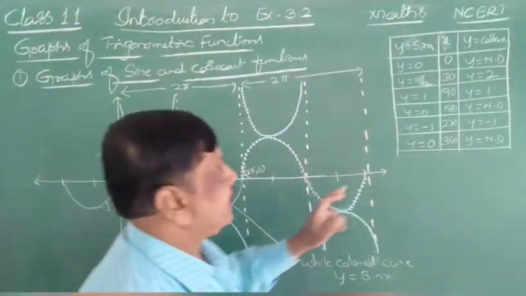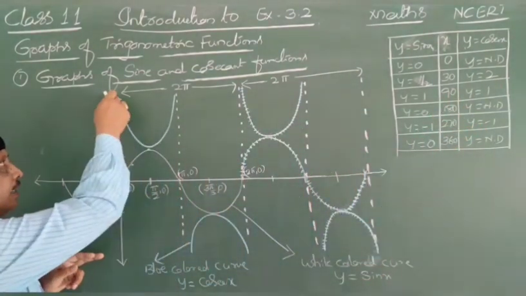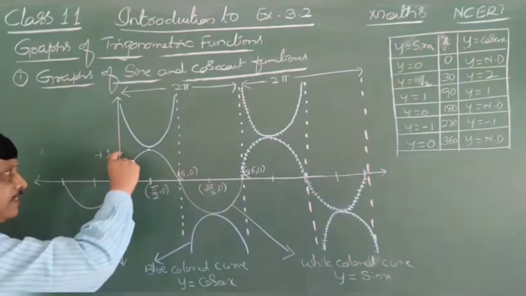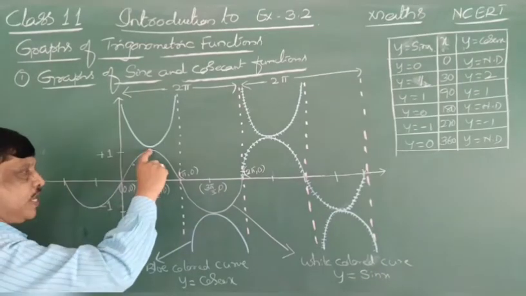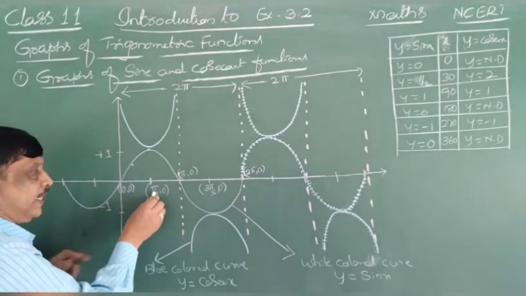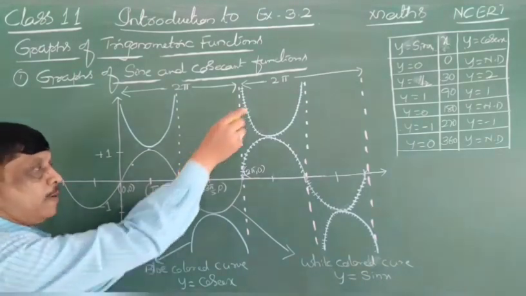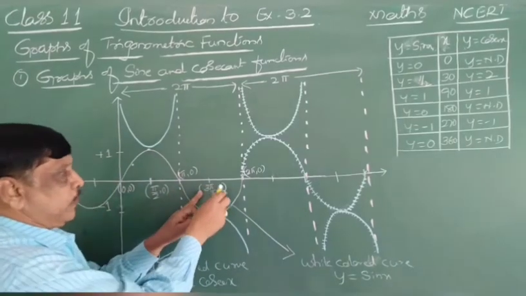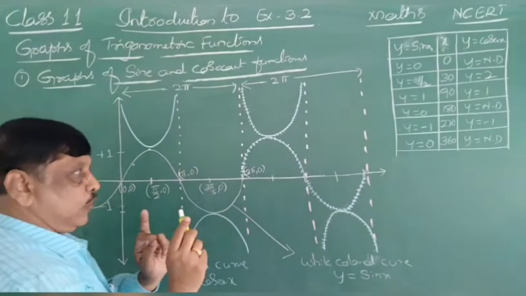Next, when x is equal to 90 degrees, y is 1. I have marked the real numbers on the y axis. I have taken this distance as 1 and this as minus 1. So when x is equal to 90 degrees, y becomes 1. When x is equal to pi, y becomes 0. Next, when x is equal to 3 pi by 2, y equals minus 1. When x is equal to 2 pi, y equals 0.